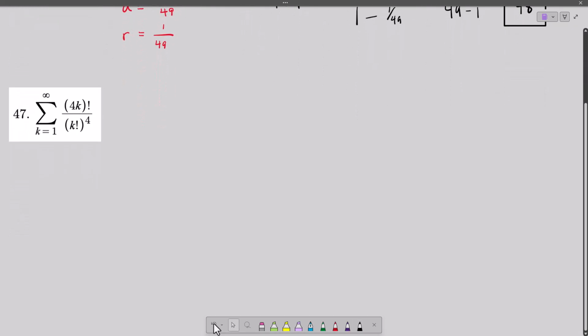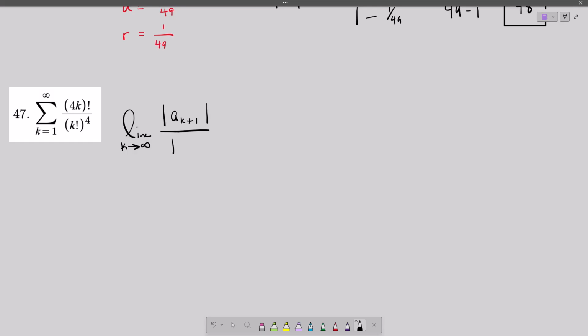All right, so what test? Ratio. As soon as we see the factorial, that is an indication, jump straight to the ratio test. So the ratio test says limit as k goes to infinity, absolute value of a sub k plus 1 over a sub k. So our subscripts are k plus 1 and k. So we're looking at the ratio of consecutive terms.